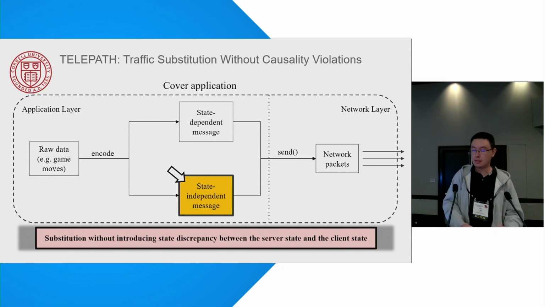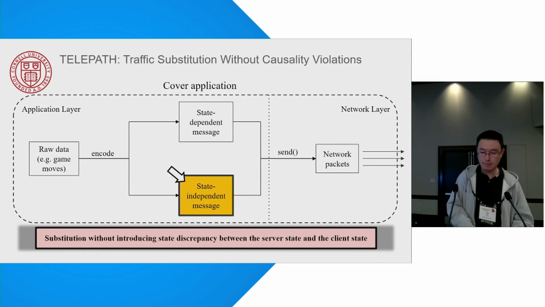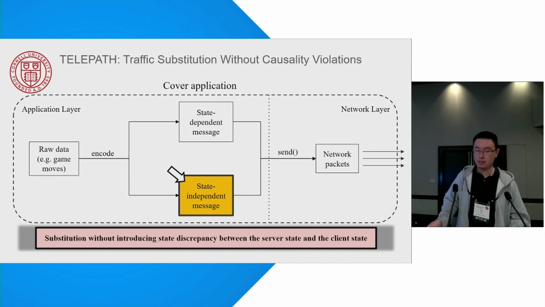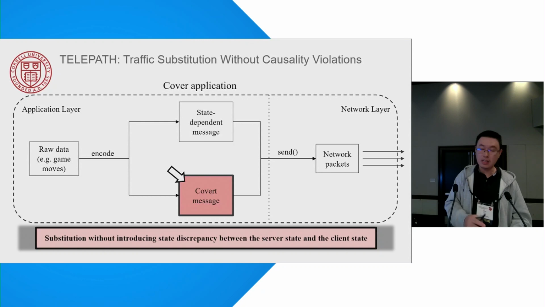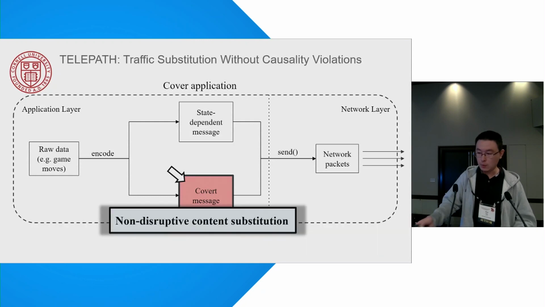The key idea is to separate the encoded messages into state-dependent messages and state-independent messages. We only replace the state-independent messages, and we call this method non-disruptive content substitution.